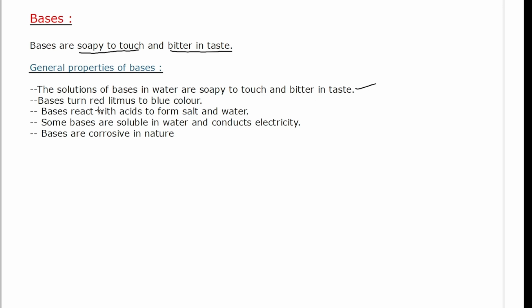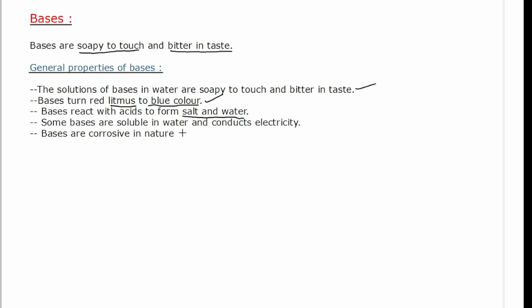Also, bases turn red litmus to blue color. As we have seen earlier, litmus is an indicator to test the presence of acid or bases. When you take the red litmus paper and dip it in the basic solution, it will turn to blue color. Then, bases react with acid to form salt and water. As we have seen earlier, both the acids and bases react with each other to form salt and water, which we call a neutralization reaction.